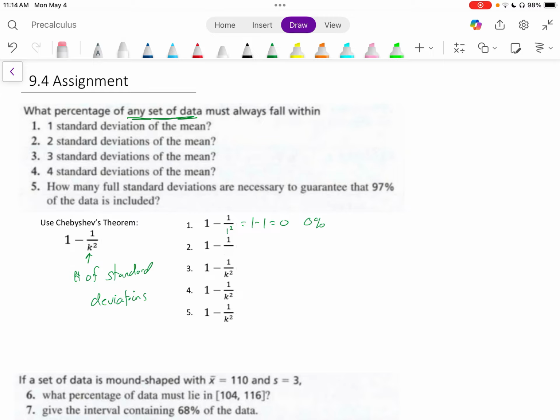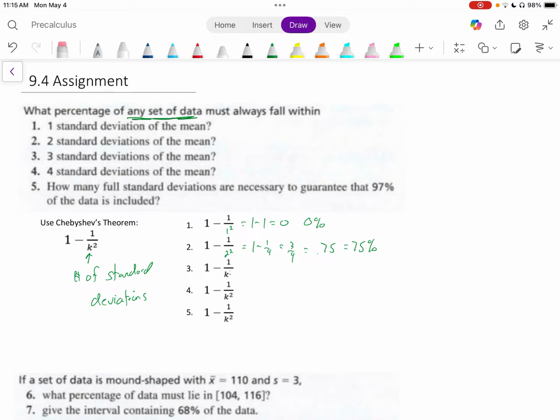So for number 2, it says 2 standard deviations. So we're going to do 2 squared. And that is 1 minus 1/4, which is 3/4. 3 divided by 4 is 0.75. And so 75% has to lie within 2 standard deviations.